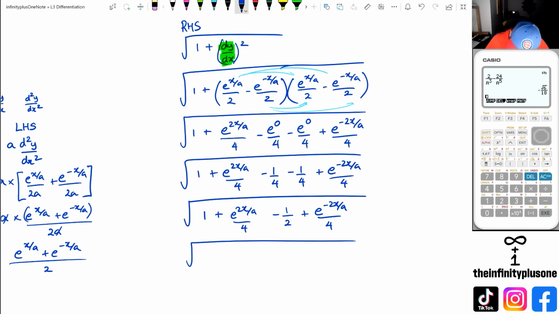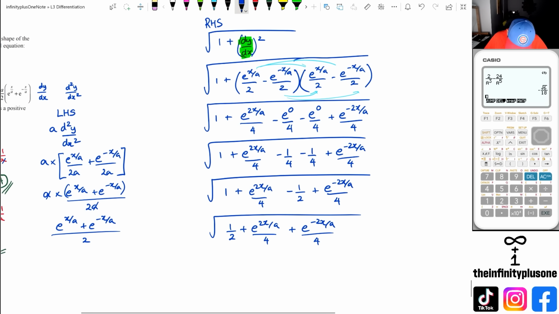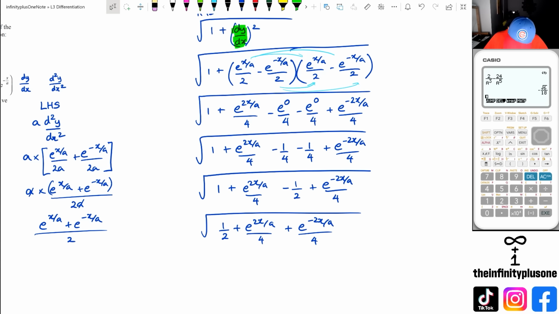Then I've got the square root of 1 minus a half, which is a half, plus e to the power of 2x over a over 4, plus e to the power of negative 2x over a over 4. You have got to be kidding me. And now somehow I've got to actually get this right-hand side to look like this.